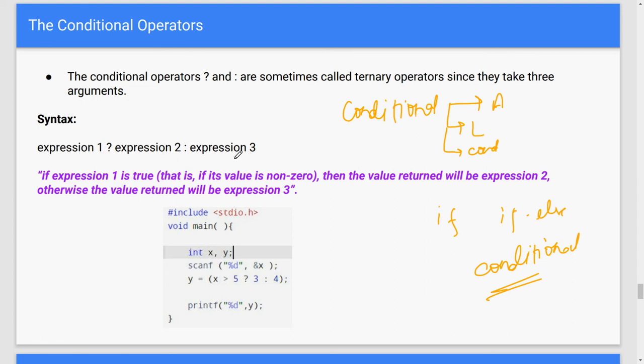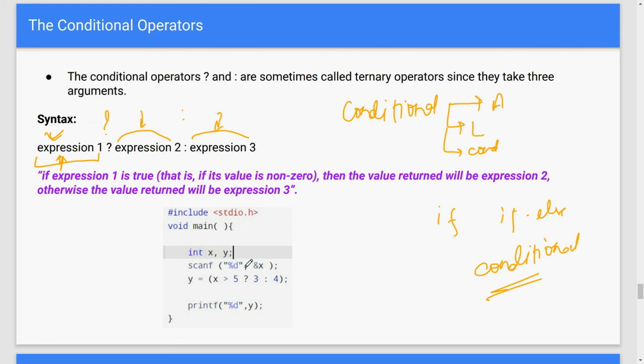Okay, so let's see how this conditional operator is written. It is written in three components. The first is expression 1, then a question mark sign, then expression 2, then a colon sign, and then expression 3. What it means is that if expression 1 is true, meaning its value is non-zero, then this line of code will return expression 2 as the result. And if expression 1 is false, it will just return expression 3 as the result.